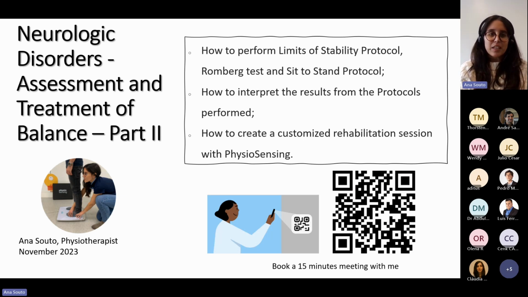Today we will explore the following topics. We're going to see how to perform the limits of stability protocol, the Romberg test, and the sit to stand protocol, how to interpret the results from those protocols, and how to create a customized rehabilitation session with PhysioSensing.